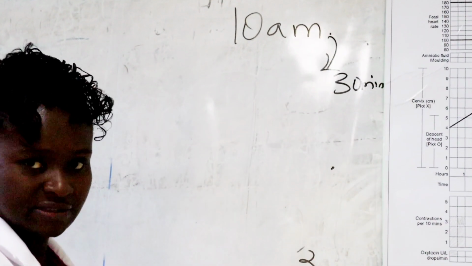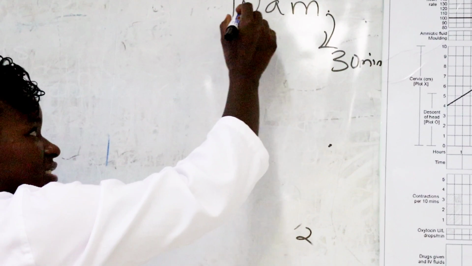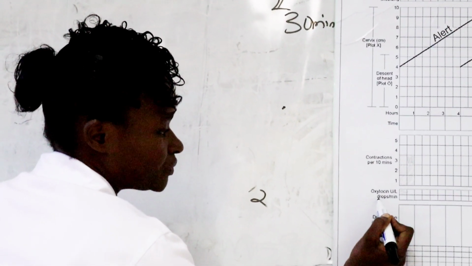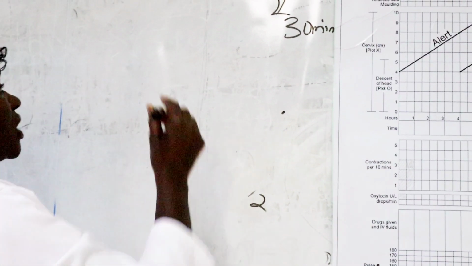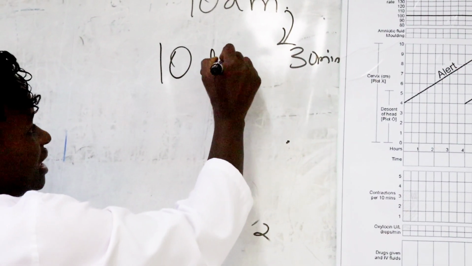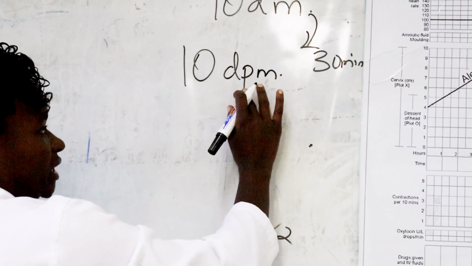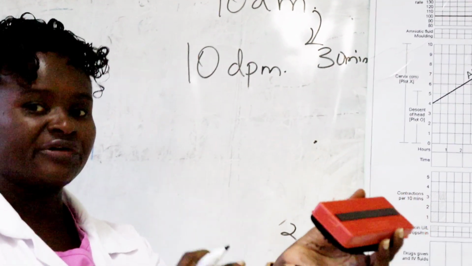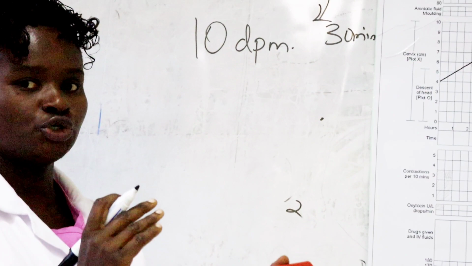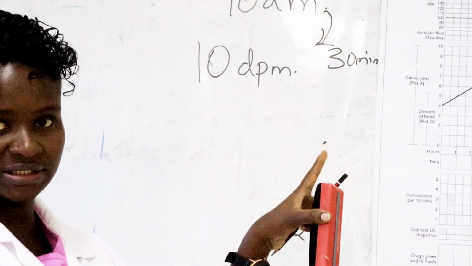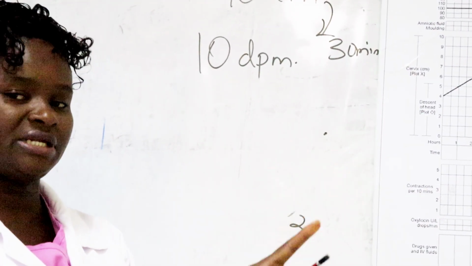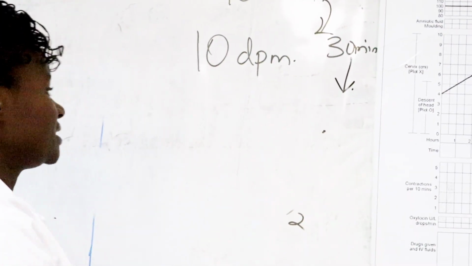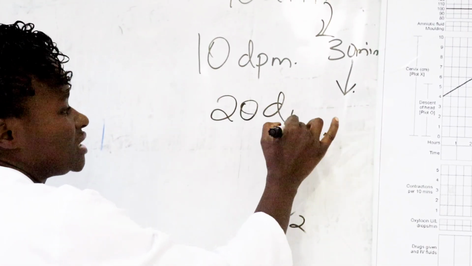Let me explain that. I've started infusing at 10 a.m. and here we have this section indicated drops per minute. So I will start with 10 drops per minute. You look at your watch, regulate that infusion to run at 10 drops per minute. After 30 minutes, you regulate upwards so that you have 20 drops per minute.